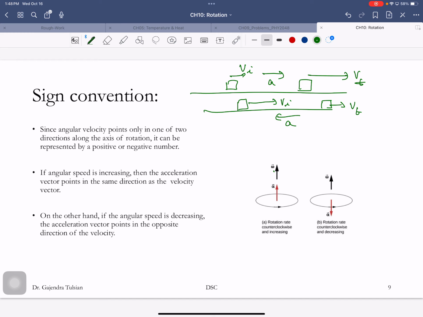We'll do this on the bicycle wheel here. Which way is the angular velocity pointing? You point your fingers in the direction of rotation, and you have to use your right hand, and that's the velocity. Now it's accelerating, so acceleration is pointing in the same direction as velocity. Now it's decelerating, so acceleration is pointing in the opposite direction of the velocity.